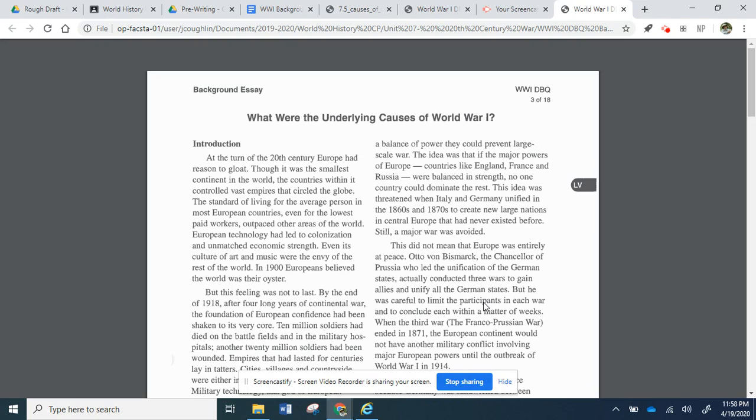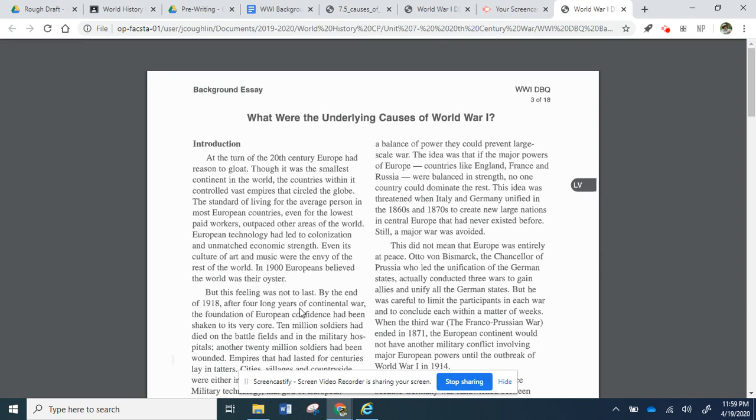Introduction. At the turn of the 20th century, Europe had reason to gloat. Though it was the smallest continent in the world, the countries within it controlled vast empires that circled the globe. The standard of living for the average person in most European countries, even for the lowest paid workers, outpaced other areas of the world. European technology had led to colonization and unmatched economic strength. Even its culture, art, and music were the envy of the rest of the world. In 1900, Europeans believed the world was their oyster. But this feeling was not to last.